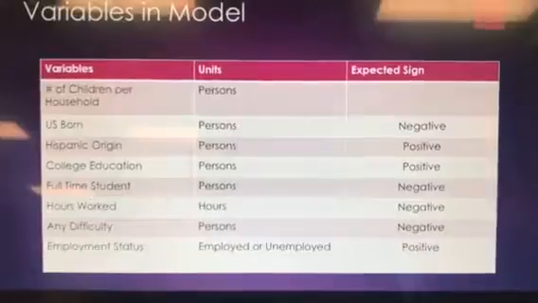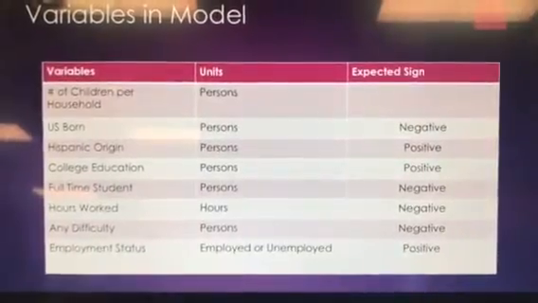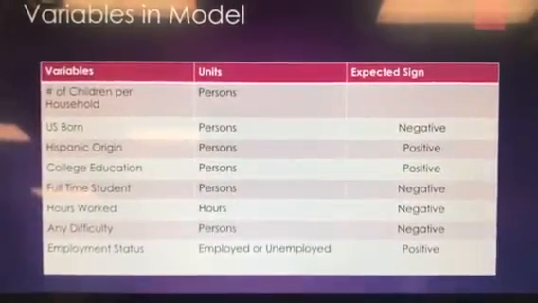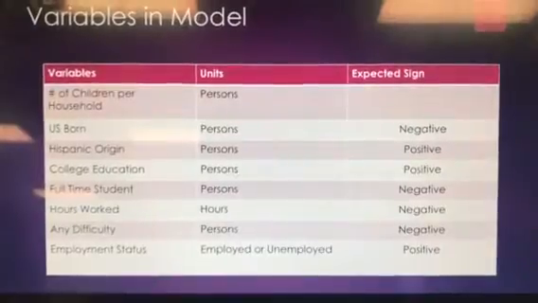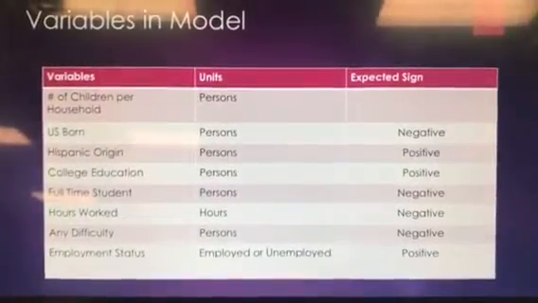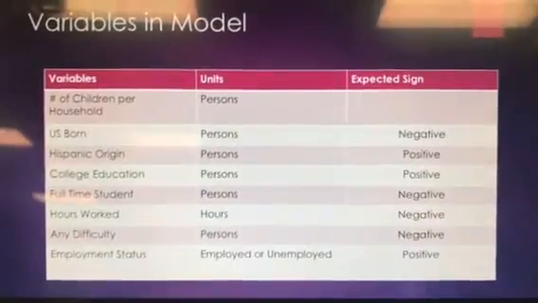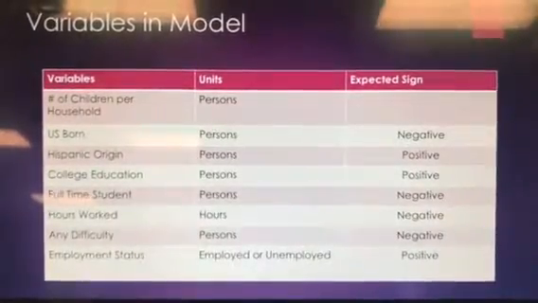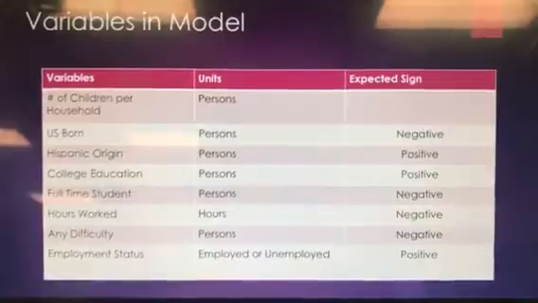Our next independent variable is college education. The units for this is persons as well. And what this means is for every 1 person increase in a household that has a college education, there is going to be a positive increase in the number of children in that household.